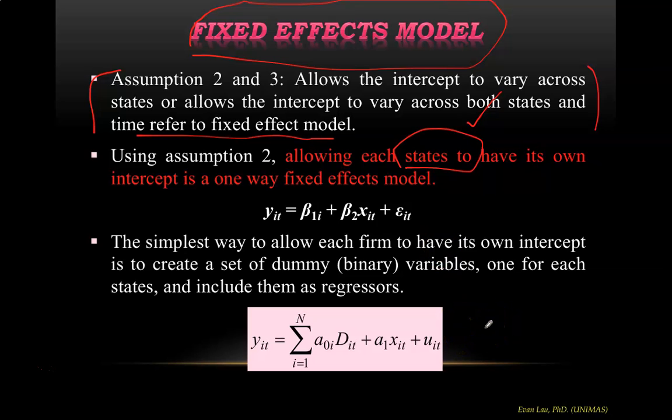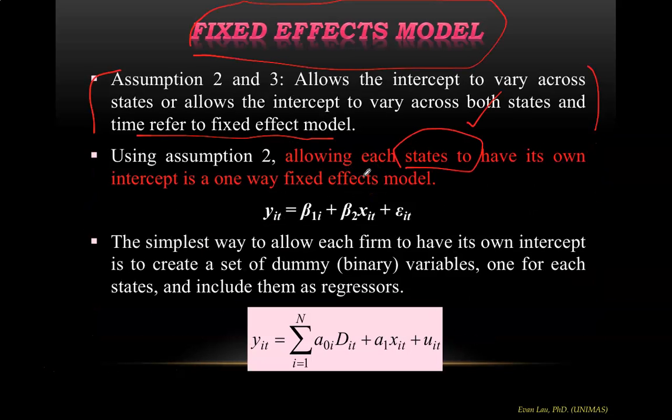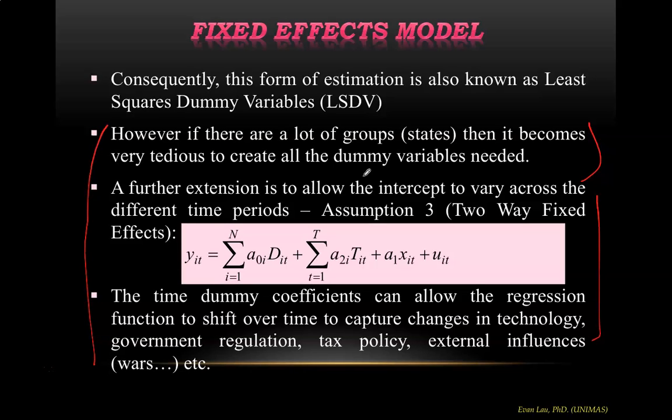All right. So here we use a kind of dummy variable estimation that EViews will do for us, to estimate and come up with the necessary result. This form of estimation is normally also called least squares dummy variable. But the idea is that, again, this is very important. A further extension allows the intercept to vary across different time periods, at assumption number 3. This is called two-way fixed effect. Normally, we just assume one-way fixed effect, meaning that we allow the cross-section dimension constant to change within that cross-section, or within the panel data itself.